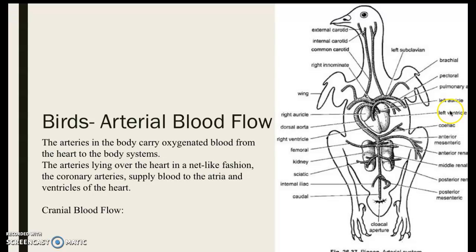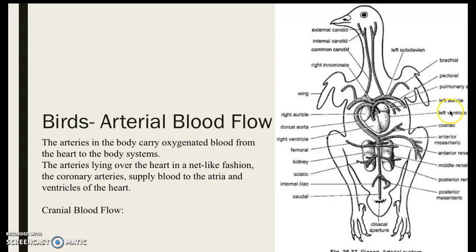the dorsal aorta, which continues downward to supply blood to the caudal end of the body. The right innominate artery, which lies right here, and the left innominate artery, which lies right here, this larger branch. The right and left innominate arteries move distally to become the right and left subclavian arteries, as you can see, right in this area, kind of between the branchings.